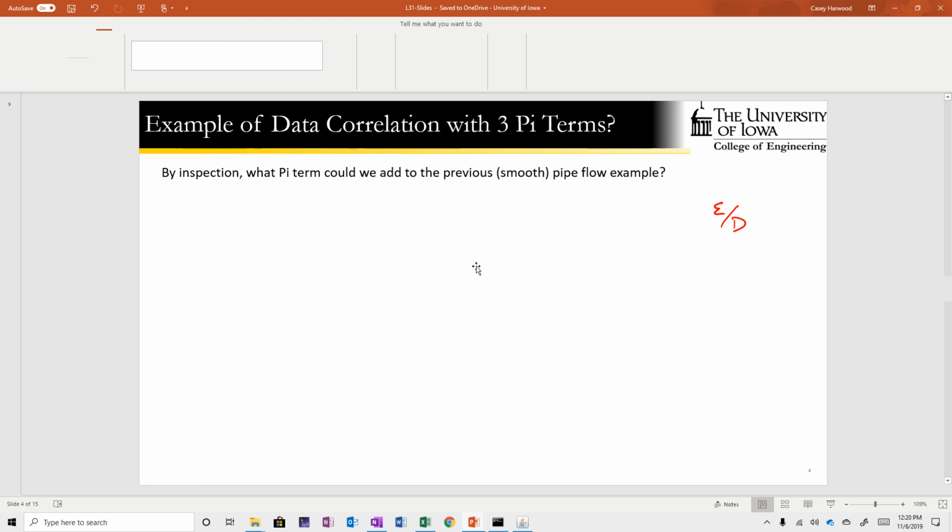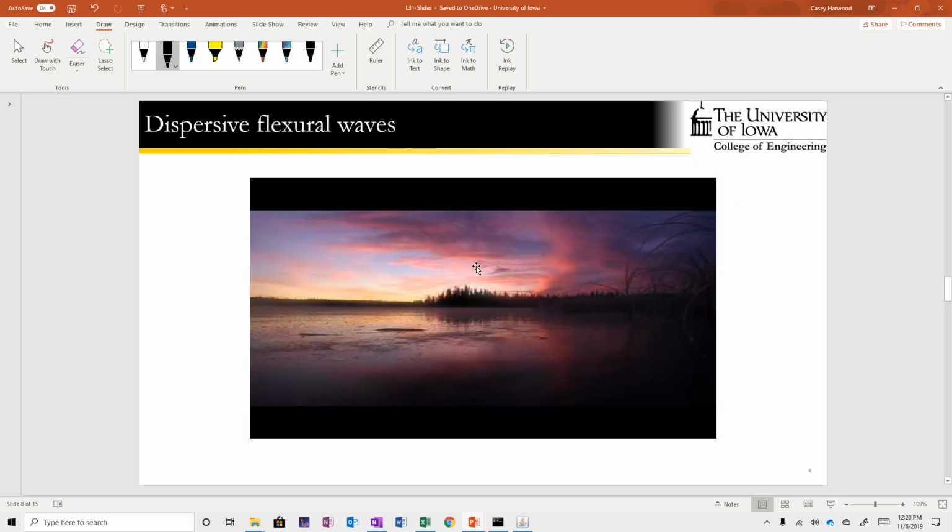There are a few more of these, but the primary pi terms that I wrote down are the important ones to know. In the next lecture we're going to talk about when it's no longer economical to do experimental correlations. How do you actually design a model scale experiment in order to reproduce full scale physics?